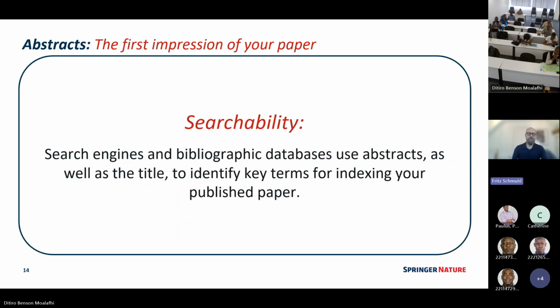Thank you. So when I mentioned the title earlier on, I already hinted about searchability. It is very important to always look at your title and the abstract in terms of search engine optimization. I mentioned earlier that search engines and the bibliographic databases or the indexes use abstracts as well as the title to identify key terms for indexing your published paper.